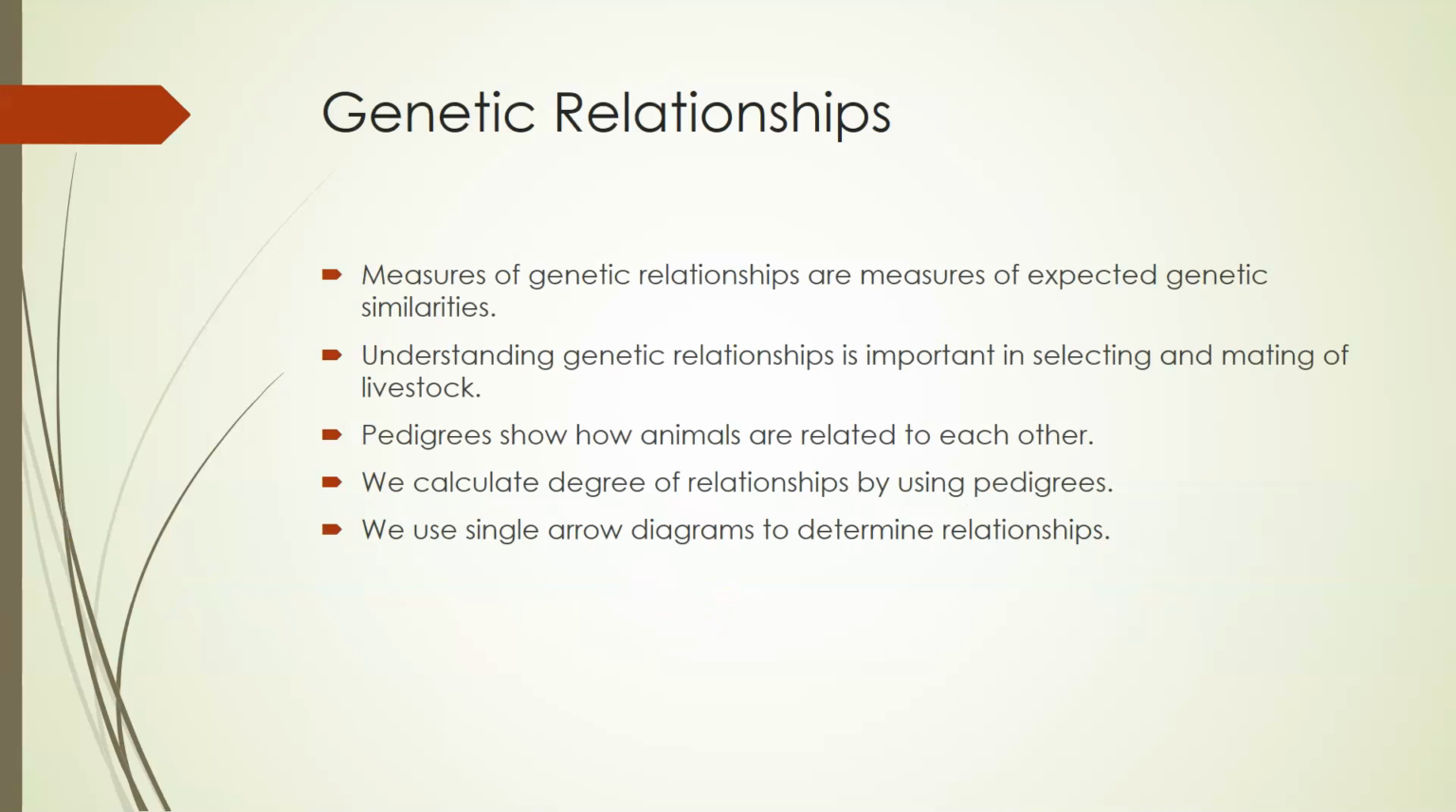But getting into it, just so you know, genetic relationships are really important to what we do in the livestock industry. It doesn't matter what species you're talking about, it's important to be able to measure a genetic relationship. So it's basically measures of expected genetic similarities. It's really important that we understand how important genetic relationships are when we're selecting and mating livestock. Obviously, we want to avoid inbreeding quite a bit.